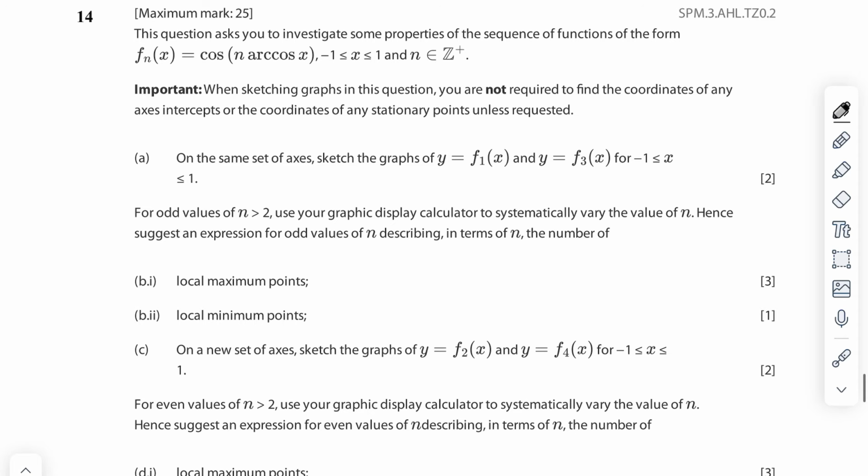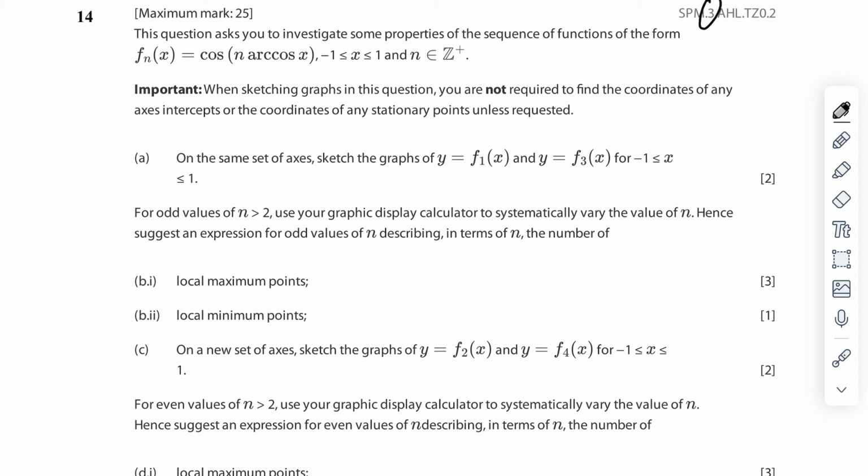Next question, paper 3 question. The question asks you to investigate some properties of the sequence of functions of the form fn x equals cos inverse x and so on. Important: when sketching the graphs in this question, you are not required to find the coordinates of any axis intercepts or coordinates of any stationary points unless requested. On the same axis, sketch the graph for y equals fn x, y equals f3x, for x between -1 and +1.